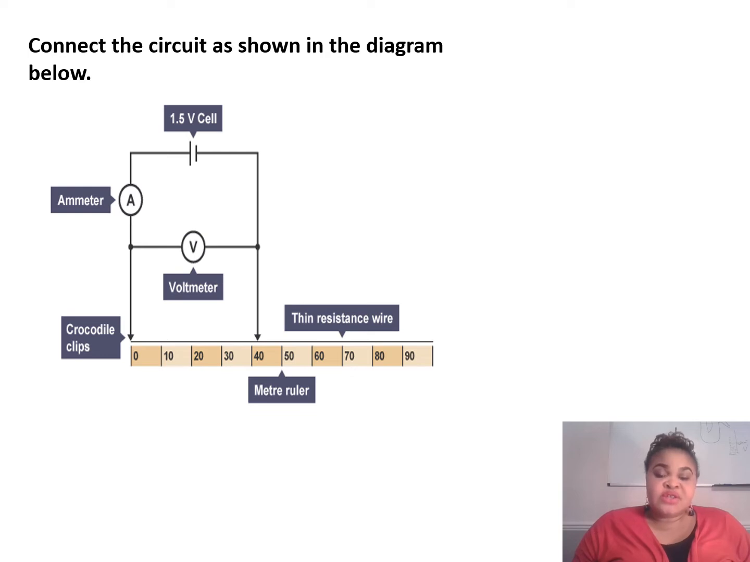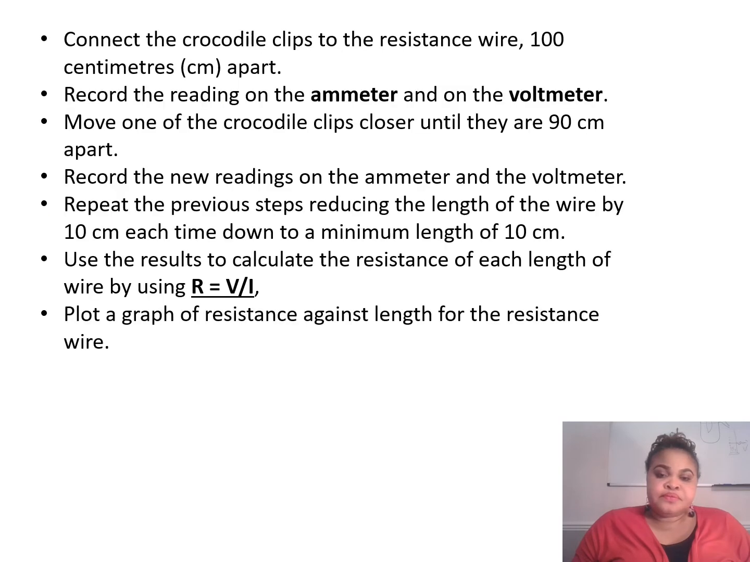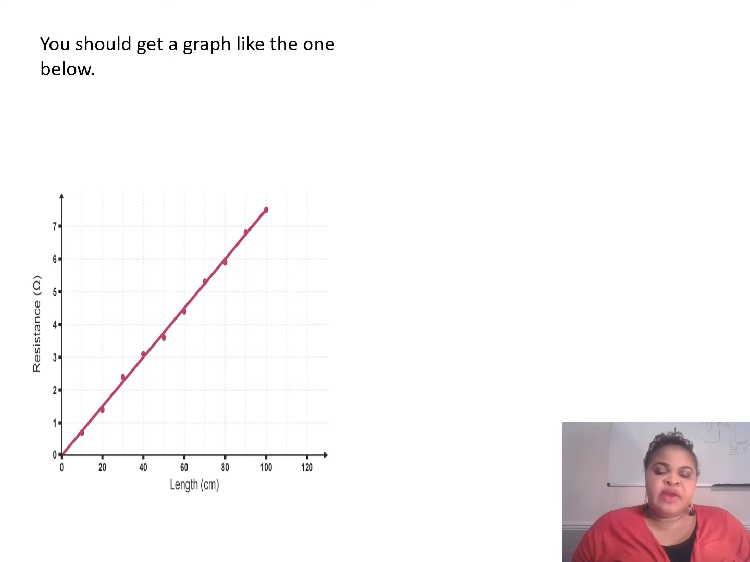You're changing that length of the resistance wire as you go along. So you move the crocodile clip along to increase the length. And then this is a step-by-step method of what you should do. And at the end, you should plot your graph of resistance against the length for the resistance of the wire. With the values you've obtained, you would plot and get a graph that looks like so.